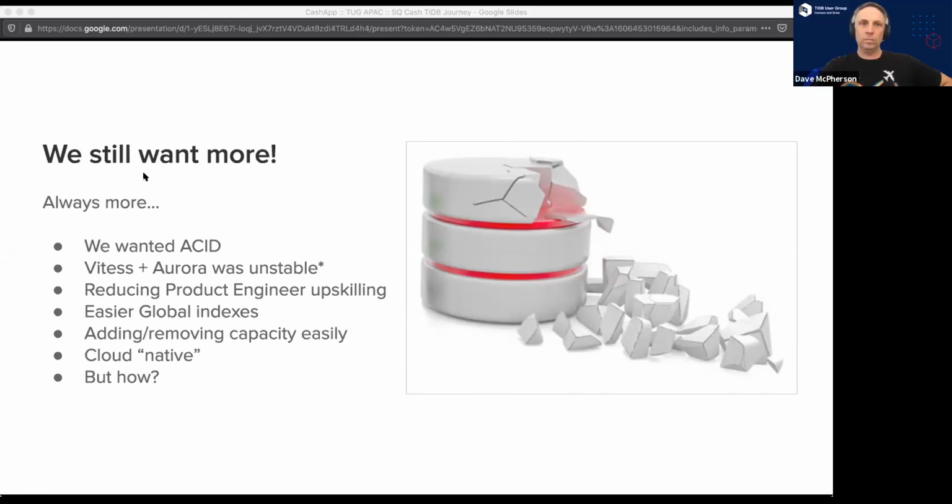We also wanted easier global indexes, which Vitess provided as well. But for us, we required at times to backfill the secondary indexes. It also had to be configured as well. So we wanted something that out of the box would give us that.